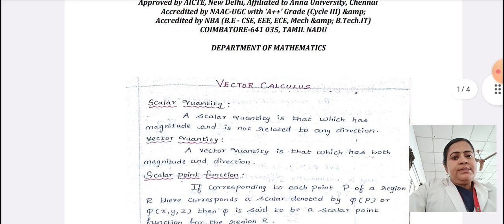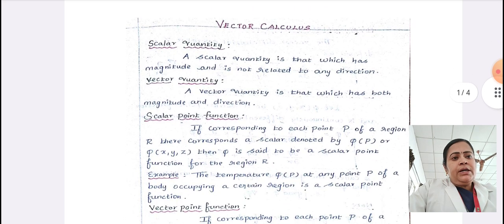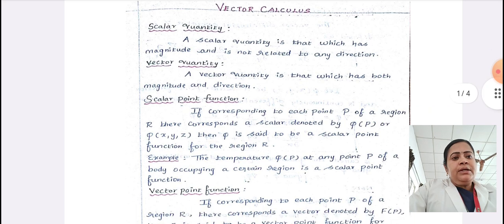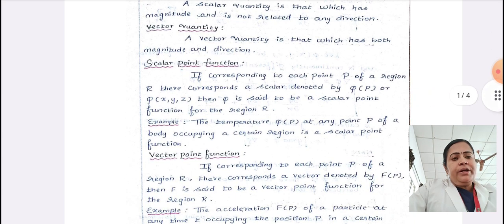Now let us see what is a scalar point function. If to the corresponding points P of a region R there corresponds a scalar denoted by phi of P or simply phi of x, y, z, then phi is said to be a scalar point function for that region R. For example, consider the temperature phi of P at any point P of a body occupying a certain region. That is called the scalar point function of that particular object.